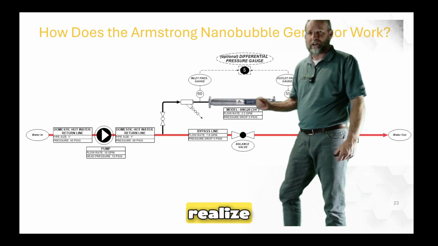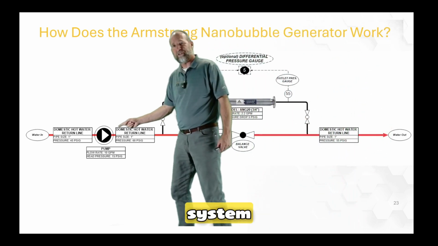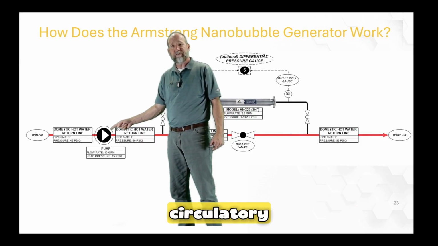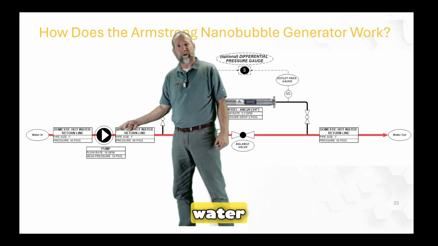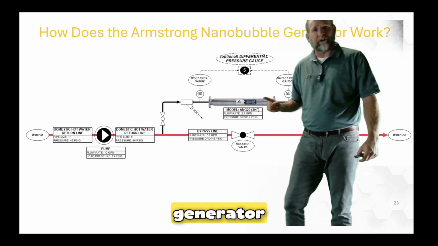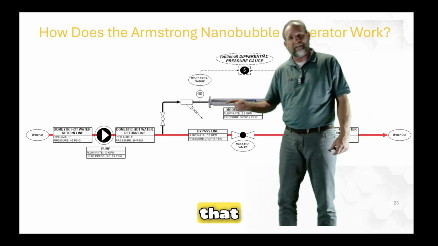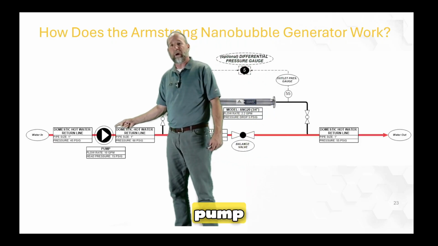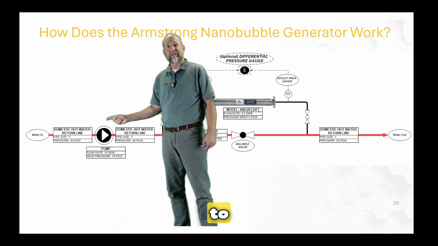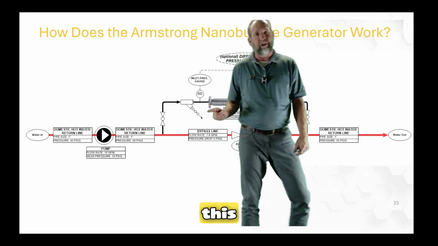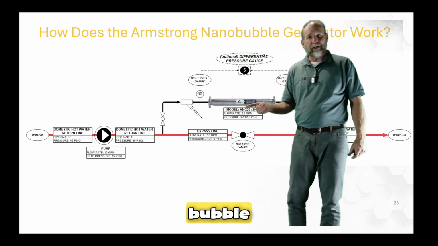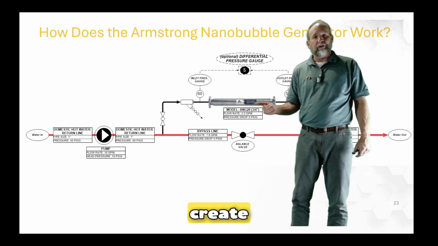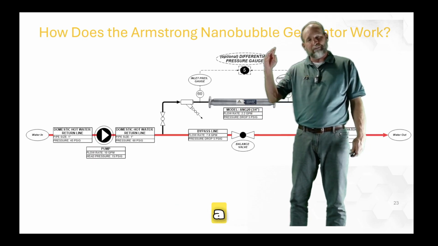But what I want you to realize is that the heartbeat of this system is your circulator pump, okay? That circulator pump has got to move that water all the way through this nanobubble generator so that it can shred and cavitate that air and make those nanobubbles. So it's super important that this pump has enough head pressure to be able to push water through this nanobubble generator. Our nanobubble generators from Armstrong create a 5 pound pressure drop. The minimum is a 5 pound pressure drop.